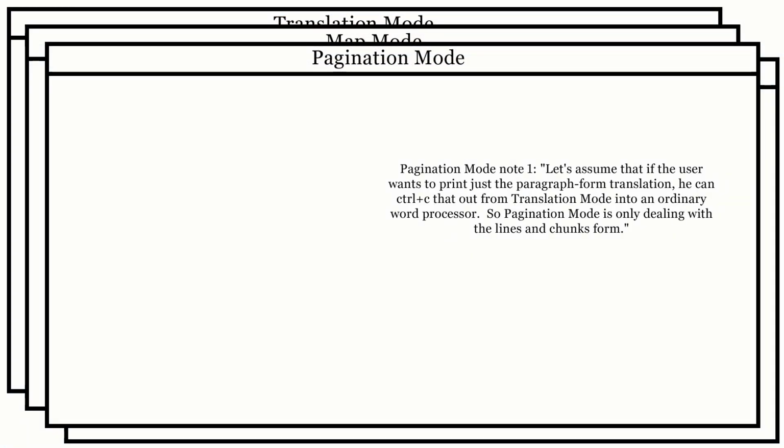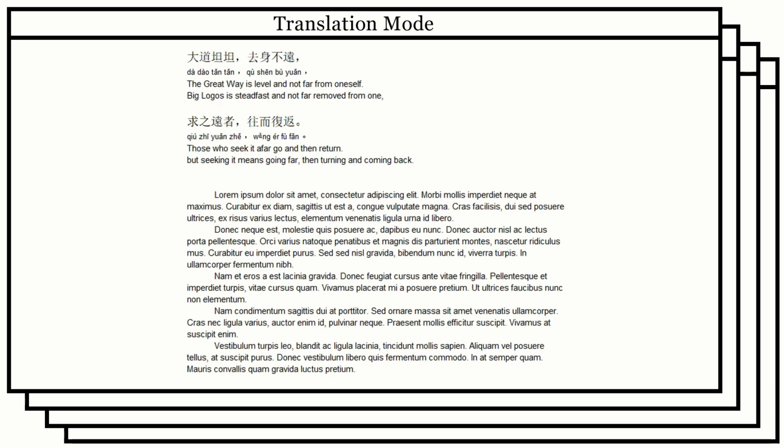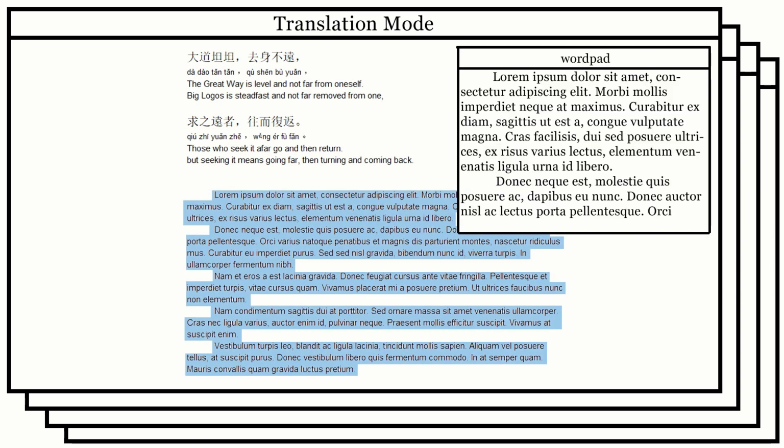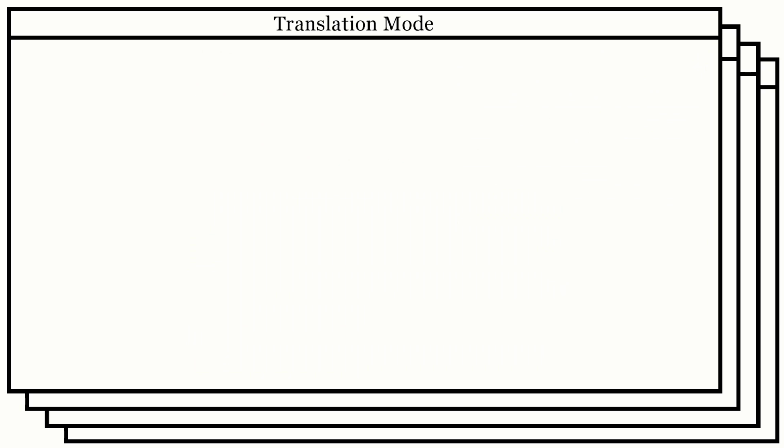Pagination mode, note 1. Let's assume that if the user wants to print just the paragraph form translation, he can Control-C that out from translation mode onto an ordinary word processor, so pagination mode is only for dealing with the lines and chunks form. Suppose I've just finished a translation and one form of the translation I want to have is just how it shows up in paragraph form. Okay, I can Control-C that out, paste it into WordPad or whatever book designers use. No need for Autoglosser to handle that. Pagination mode is for lines and chunks form.